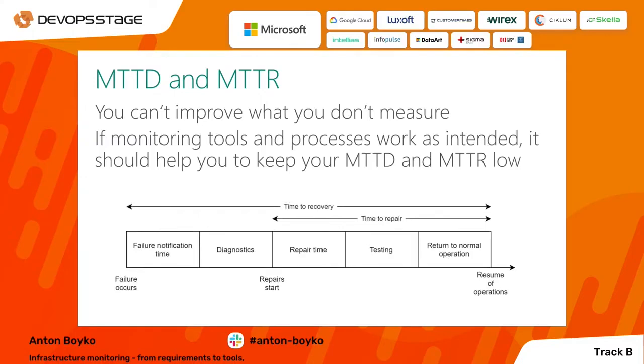And for your managers, you can easily show this kind of diagram. I was already talking about that. So the failure occurs, then you need to wait some time until the tool detects it and you get notified. Then you also need to spend some time to diagnose the root cause, then the repair time, the testing, and return to operation. So a good monitoring tool will help you to reduce the lead time in each and every area that you have here on this diagram.